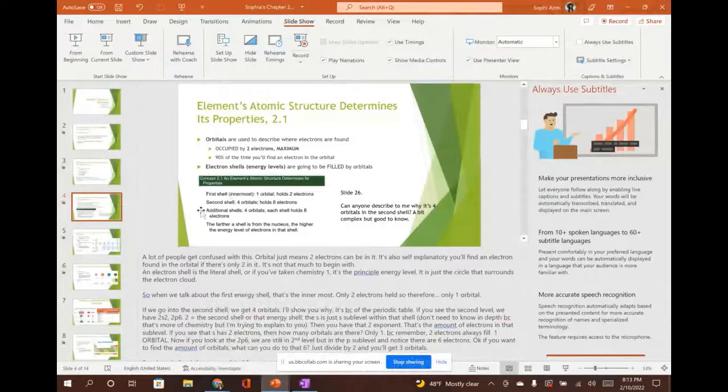That's the first part right here. Now I'm going to talk about the second shell really quickly, then the rest of them will make sense. The second shell is saying you have 4 orbitals holding 8 electrons. So what does that exactly mean? She's telling me I got 4 orbitals and they're holding 8 electrons.